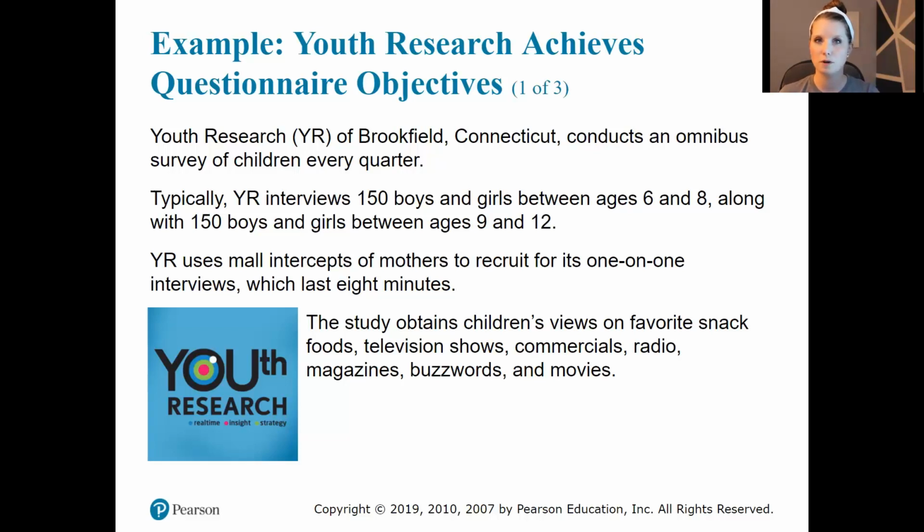We're going to talk more about this later, but the mall intercept, as I think I've mentioned in a previous video, is when someone actually goes and stands in a mall and says, "Excuse me, can I have a minute of your time?" Perhaps targeting a specific group of people, watching for children walking by and asking their parents if they can participate. So that's how they find those 150 or 300 total children between the ages of 6 and 12 for this survey.